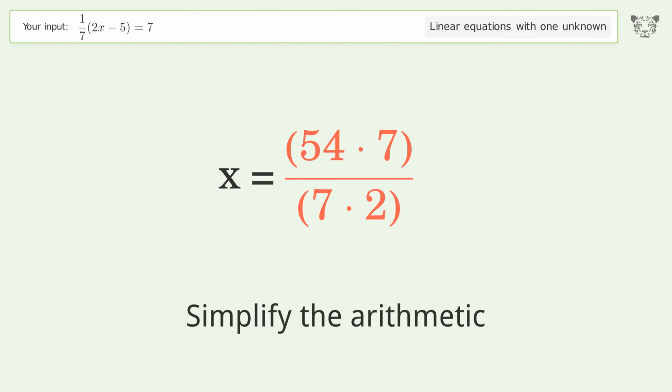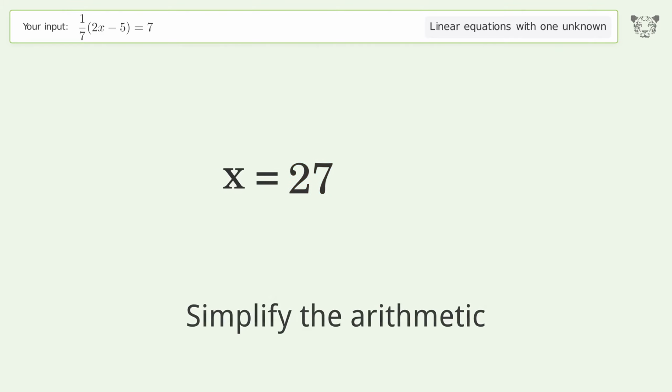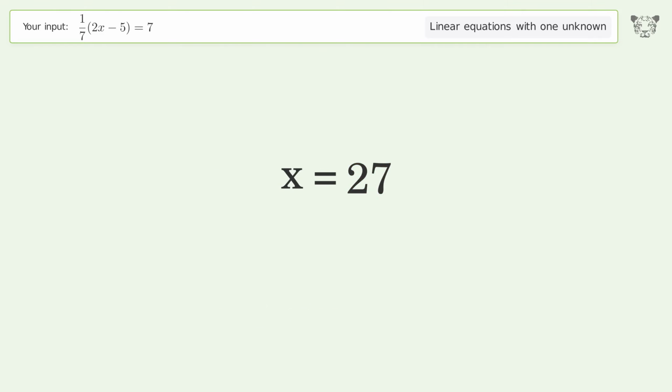Simplify the arithmetic. And so the final result is x equals 27.